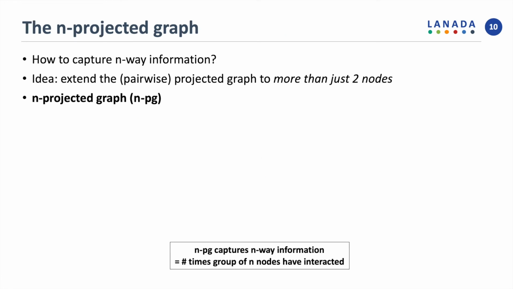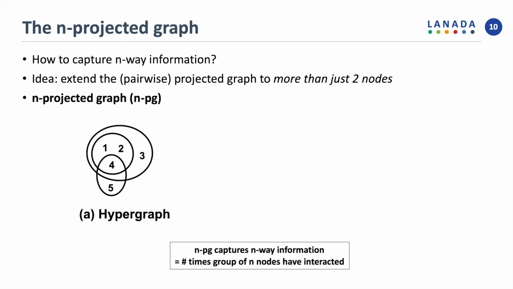Now we move on to the definition of the n-projected graph. This is our way to capture n-way information, and it's based on the idea to extend the projected graph, which is the pairwise projected graph, or 2-projected graph in our case. So this is the hypergraph, and the 2-projected graph is defined like this.